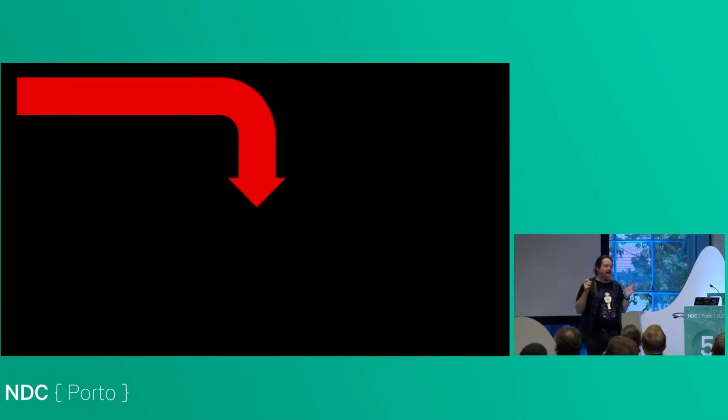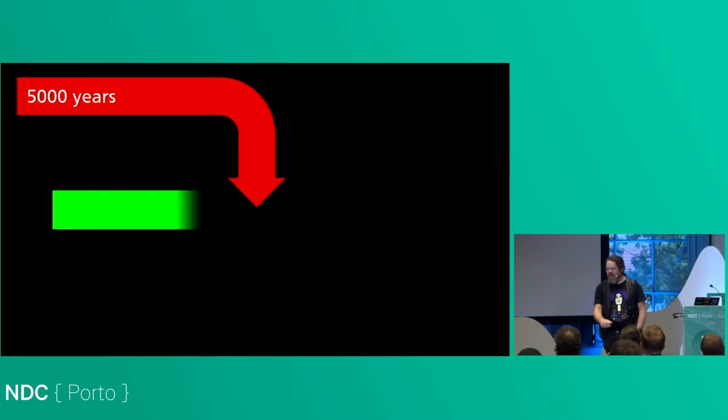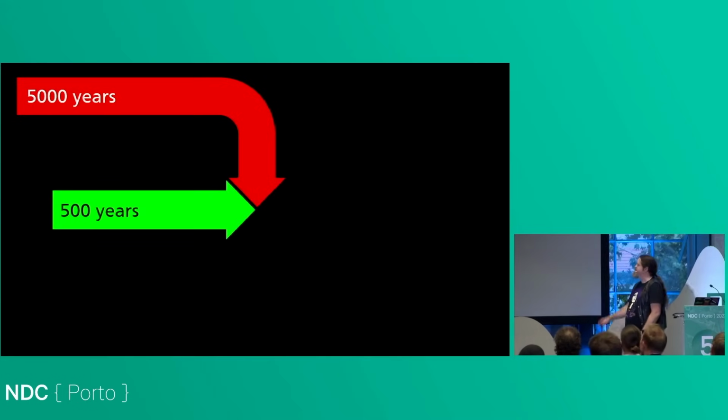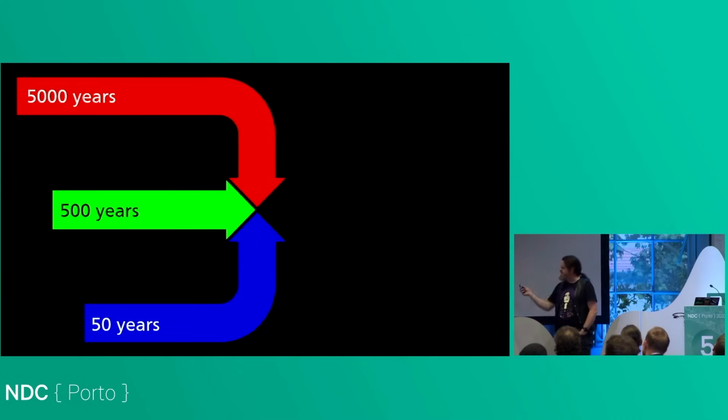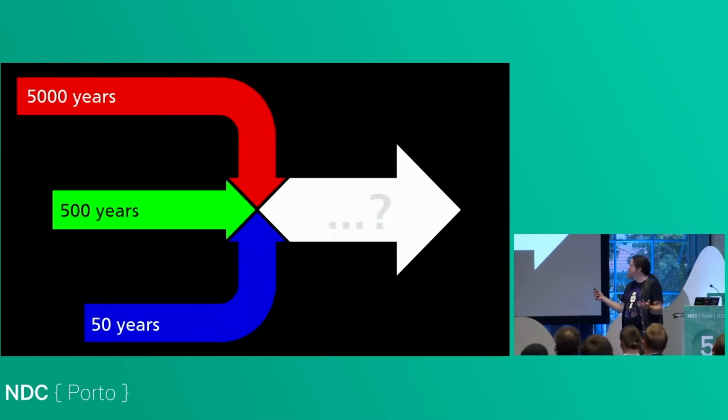But we, right here, right now, are at the convergence of these four wonderful stories. We've got a story that started 5,000 years ago in ancient Mesopotamia when someone drew a cow's head in a piece of wet clay. We've got a story that started 500 years ago with the Gutenberg press and the invention of movable type. We've got a story that started 50 years ago with the first digital bitmap computer displays. And we have the next chapter of I don't know what. I have no idea what is coming next.